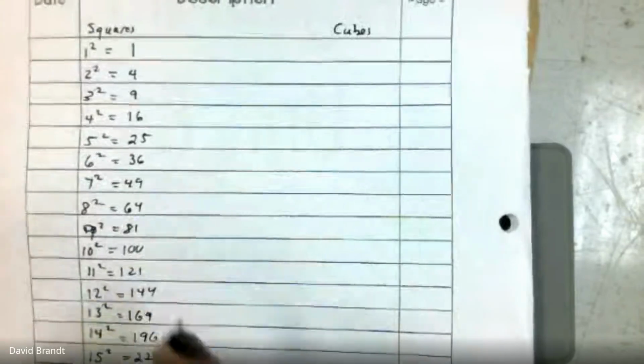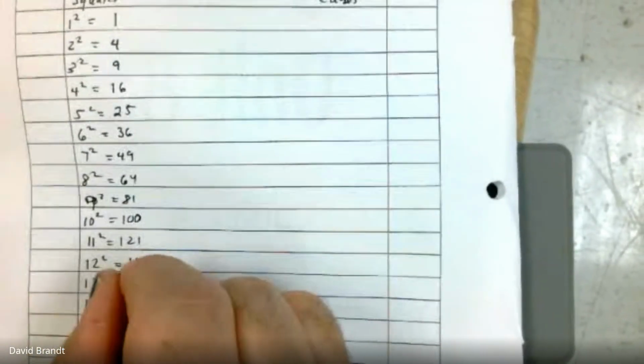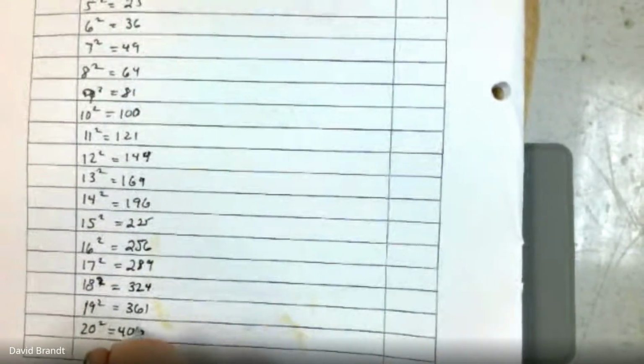Make sure you have, that's 100. Make sure you have all the correct perfect squares. And do you need to memorize them all? No, that's a 400. My zeros are kind of sloppy. No, but you should know most of them.